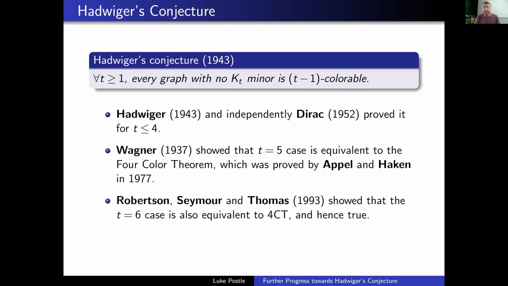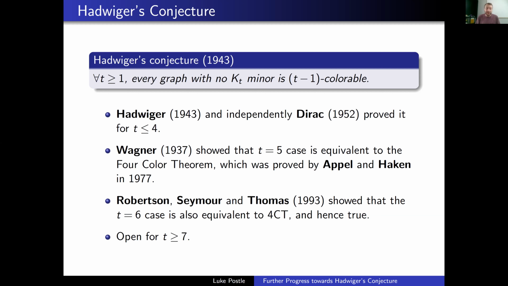But there is one other case that was shown, by Robertson, Seymour, and Thomas, who showed that the t equals 6 case is actually equivalent to the 4-color theorem. So they reduced it. Now, that proof doesn't use computers, but it does use maybe 100, 150 pages of math. You can check it by hand. Then you still need the 4-color theorem as a black box, which is kind of obvious, because you could have apex graphs and you need to show those are 5-colorable. So you need the 4-color theorem. But they did that in 1993, and that's basically where we've been at for cases.